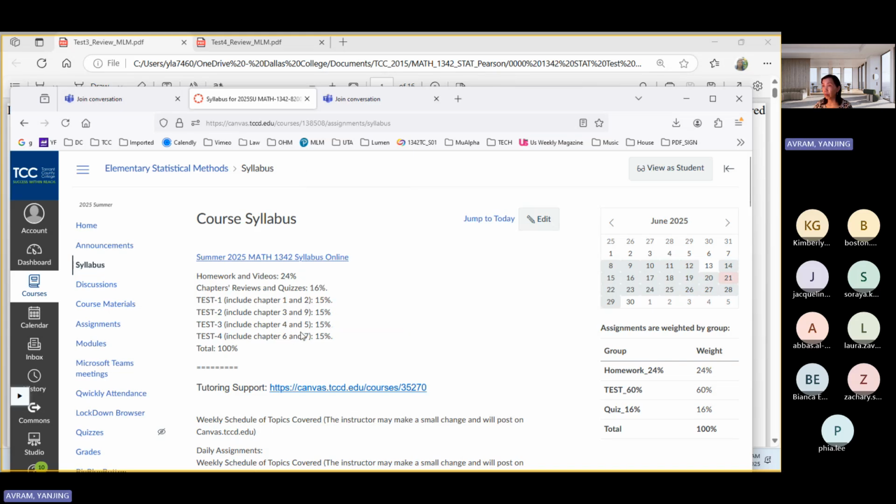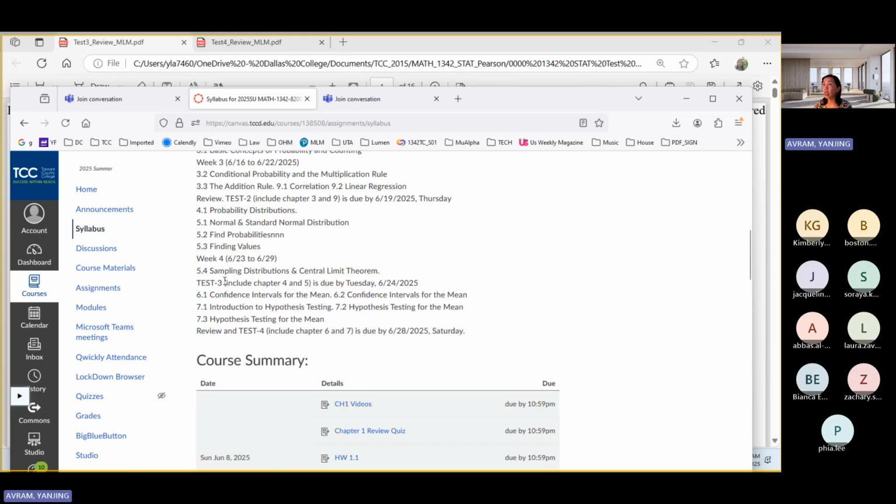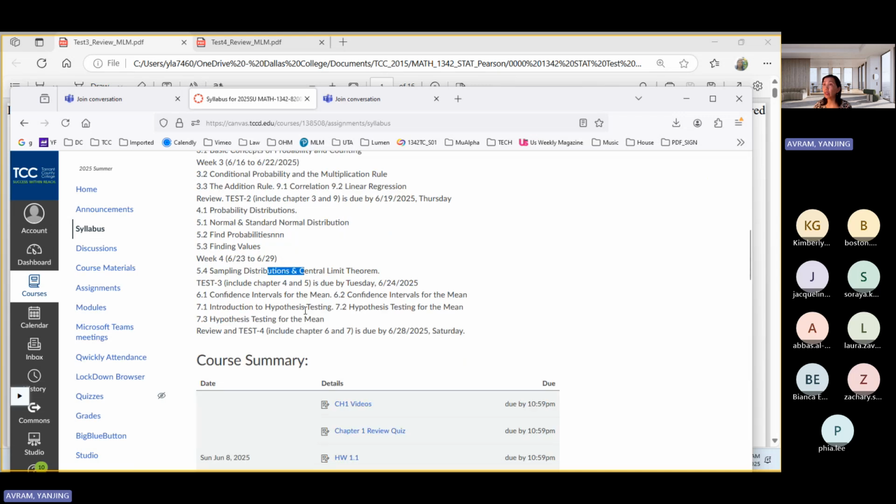Chapters 4 and 5 basically talk about probability. Chapter 4 is the probability distribution, and for chapter 4 we only require one section. Chapter 5 has 4 sections, so there are only 5 sections in total here. And you can see unit 4, the last unit, is chapters 6 and 7.